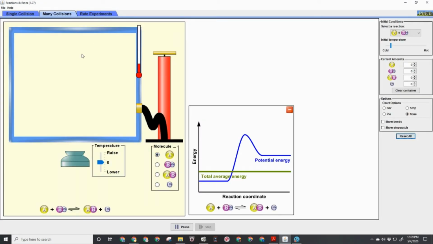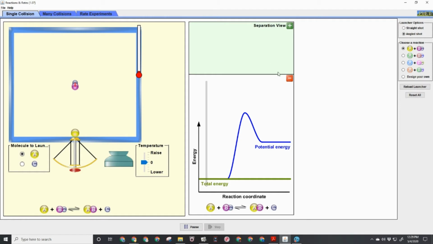And so we have this ready to go here. All right. So in this demonstration here, we have A, which is going to be represented by the yellow sphere, plus BC molecule, which is the blue purple here. And this is when it reacts, A should react with B to produce AB, and then C is going to be kicked out. All right. So just to recap, they must collide.